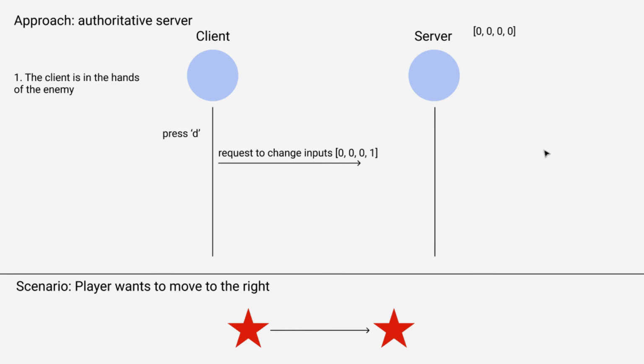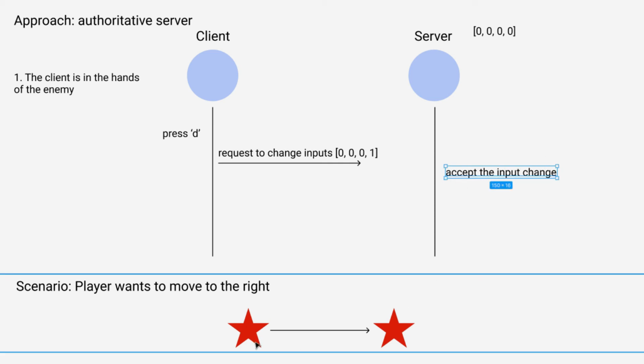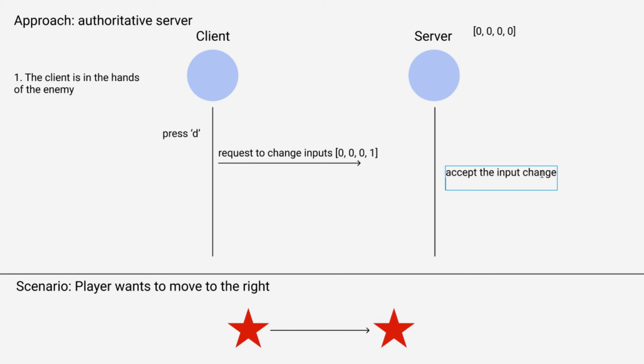It's going to accept the input change. So it'll accept it in this case because there's no reason why the inputs shouldn't be able to change. And then what will it do after that? It'll process a movement tick.